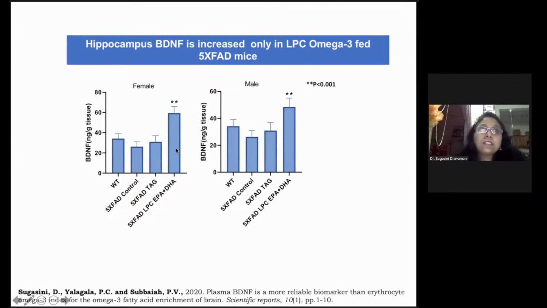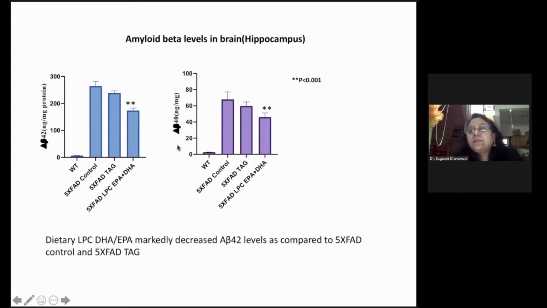We also found a significant increase in the BDNF levels after the LPC omega-3 treatment, but not after the TAG treatment. This shows a positive correlation of biochemical measurements with physiological changes. Not only the BDNF, we also measured the amyloid beta levels, because the 5XFAD mice have an overaccumulation of amyloid beta. So we measured the amyloid beta levels in the brain.